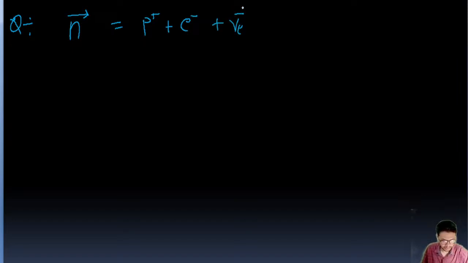Now, next question, guys. The next question is this one. We are given the reaction n going to p plus e minus and anti-neutrino mu e. We need to find whether it is by weak interaction, strong interaction, or electromagnetic interaction. By a trick we can easily solve it.